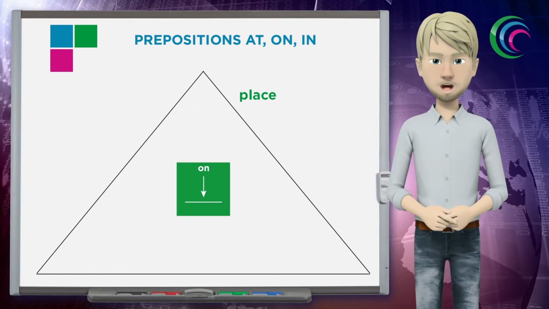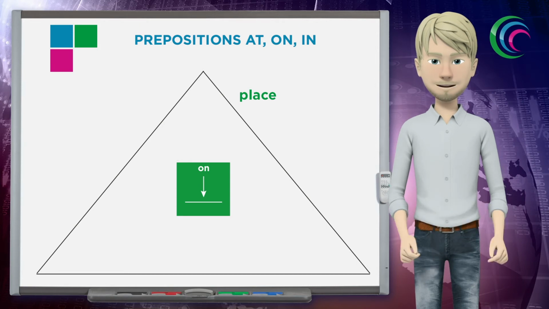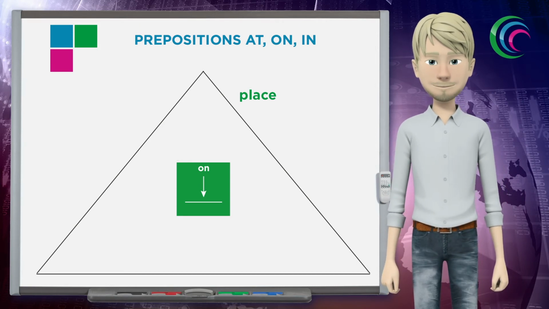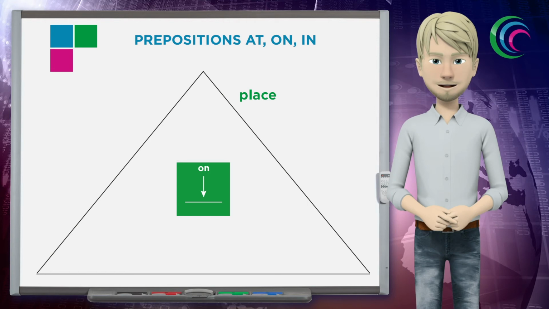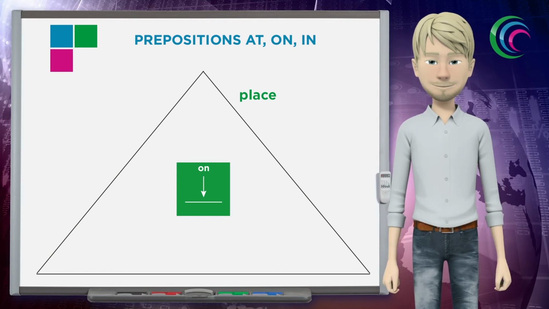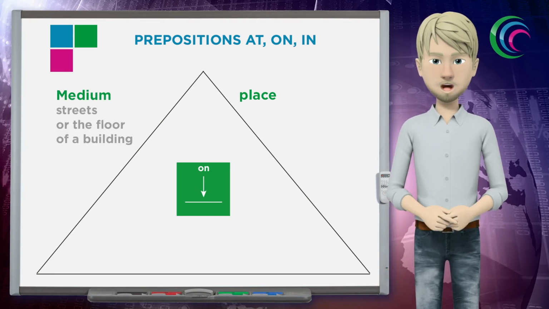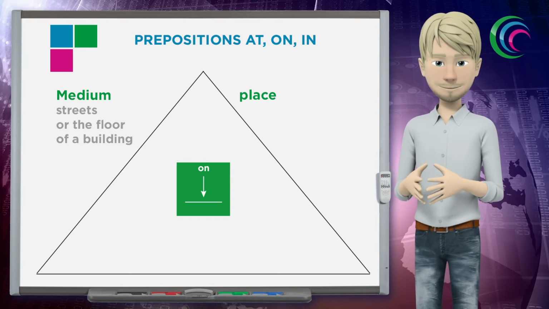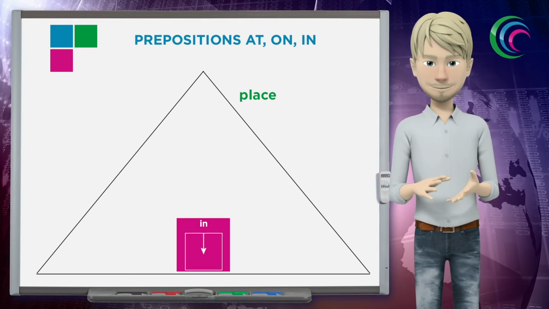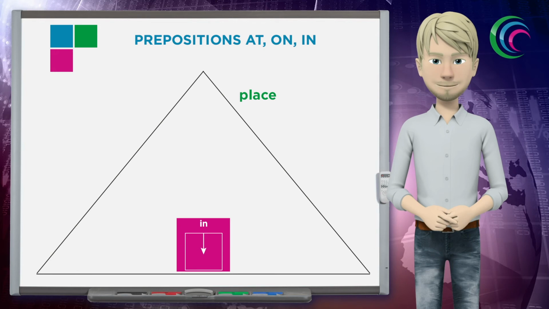The middle part of the pyramid, we see the preposition on. We use this preposition to talk about less specific places, but not very large. Let's call it medium. Examples of what you can use this preposition for are streets or the floor of a building. The lower part of the pyramid, you see the preposition in.